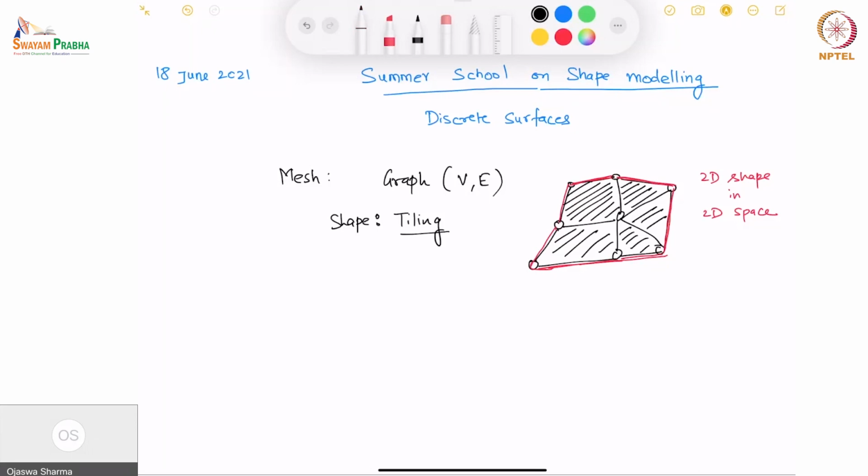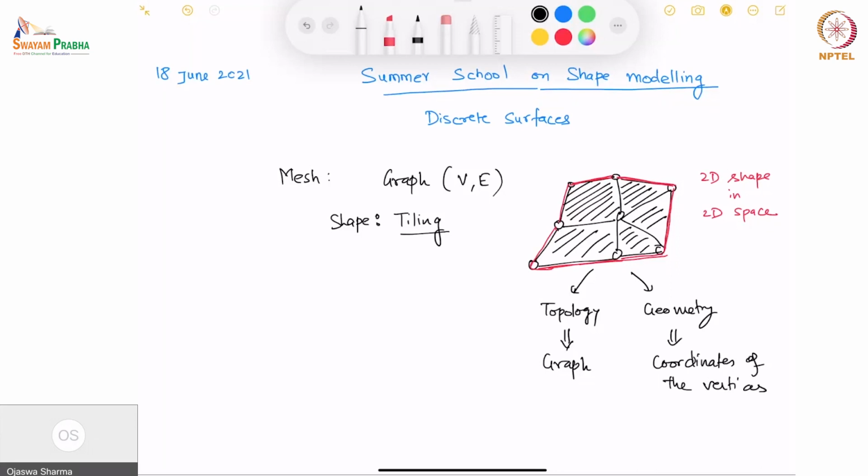So how could I represent it? There are clearly two things here. One is the topology of this tiling, and the other is the geometry of this tiling, right? So the topology is captured by a graph, and of course geometry is captured by the coordinates of the nodes or the vertices, right? So I can write here the coordinates of the vertices.